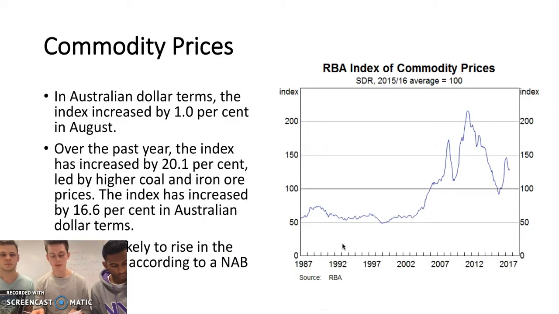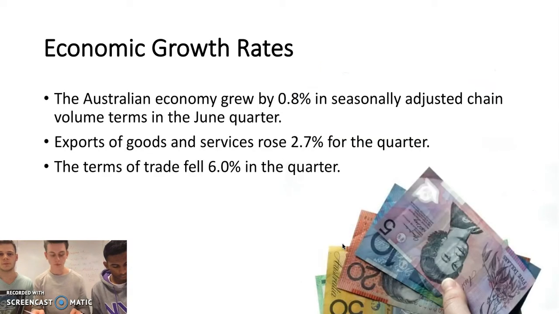Commodity prices in Australia have increased by 1% in August and 20.1% over the past year. This is mainly due to higher coal and iron ore prices. This is further backed up by a NAB study, which has found that prices will likely continue to rise in the near future. Overall, the Australian economy has grown by 0.8% in the last quarter, as quoted by the Australian Bureau of Statistics. The overall exports of the economy rose by 2.7% and the terms of trade fell by 6%.